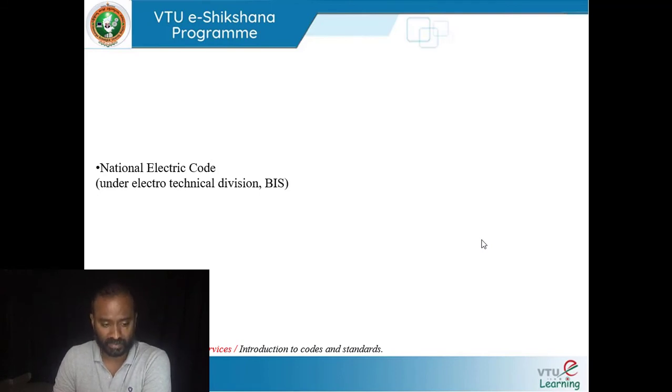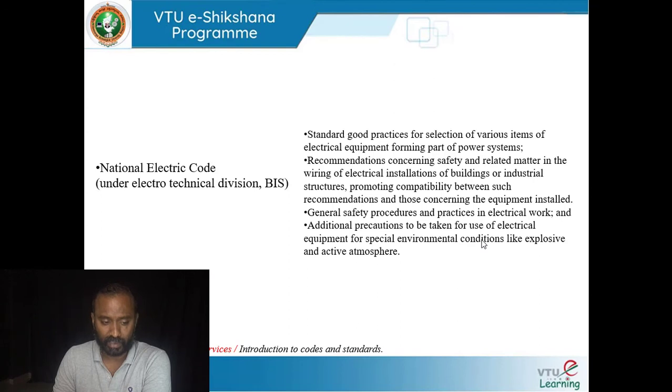So let me start with National Electric Code, which is developed under the Electrotechnical Division, Bureau of Indian Standards. It talks about the good practices for various selection of items of electrical equipment forming various parts of power systems, recommendations concerning safety in terms of wiring installations, general safety procedures and practices in electrical work, and additional precautions to be taken for electrical equipment for special environmental conditions like explosive and active atmosphere. So more or less it talks about good practices, safety procedures, precautionary measures, and all that. And this is of course harmonized with corresponding Indian Electricity Code standards.